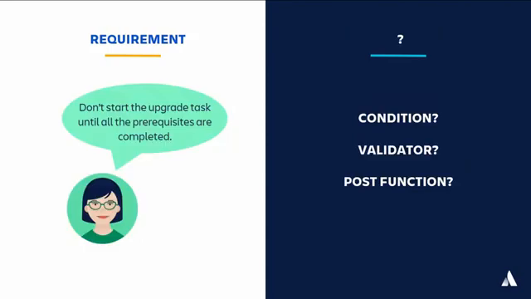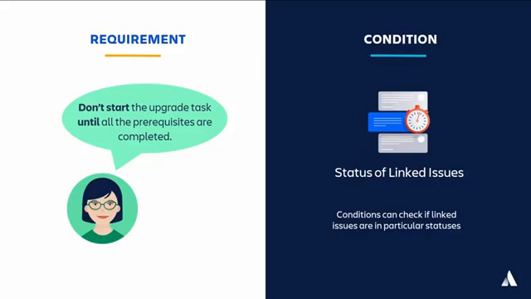Here is another requirement. We shouldn't allow users to start working on an upgrade task until all of its prerequisites or other dependencies are completed. Should this be a condition, validator, or post function? What do we need to check? The solution requires a condition which, if not met, will not show the start progress transition at all. If it is not visible, then it cannot be used to start the work.